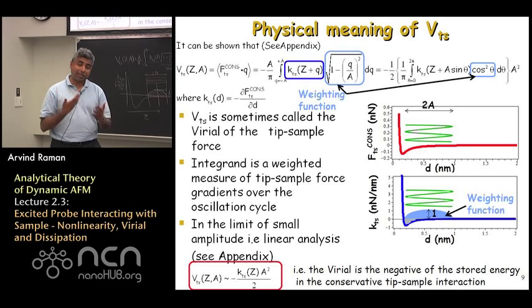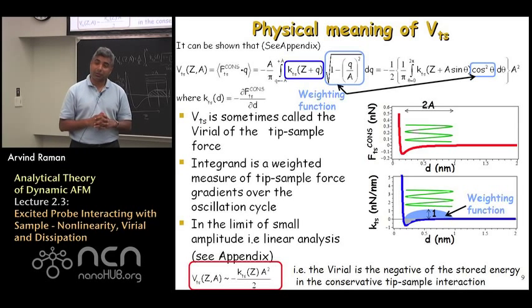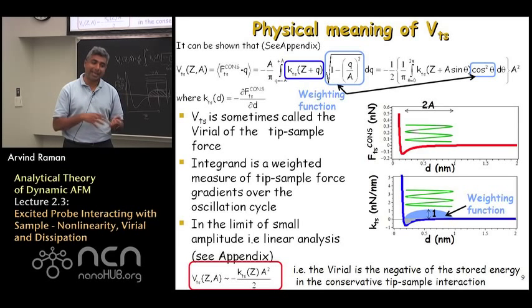But when the oscillation amplitudes are larger and the linearized theory doesn't apply anymore, then we have to regard it as the weighted potential energy stored in the tip sample interaction due to the tip sample interaction forces. VTS is also sometimes called the virial, and I've talked in the appendix about why it's called the virial, because it can be derived using the virial theorem as well.